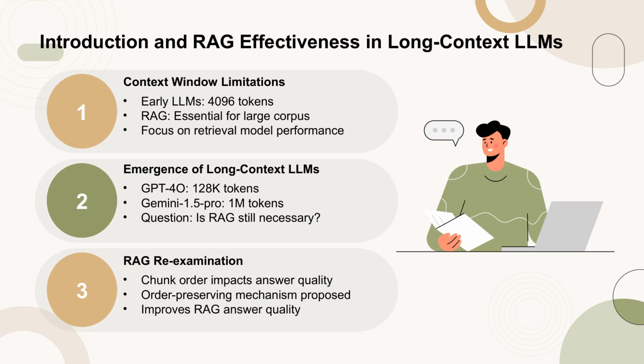The introduction of this paper discusses the limitations of early-generation large language models, LLMs, with context windows of up to 4,096 tokens. To handle large-scale context corpora, retrieval-augmented generation, RAG, became indispensable. However, the answer quality in RAG systems heavily depends on the retrieval model's performance. Recently, state-of-the-art LLMs like GPT-4o and Gemini 1.5 Pro support much longer context windows, raising the question of whether RAG is still necessary. This paper re-examines the effectiveness of RAG in long-context answer generation, proposing an order-preserving mechanism for retrieved chunks that significantly improves answer quality.